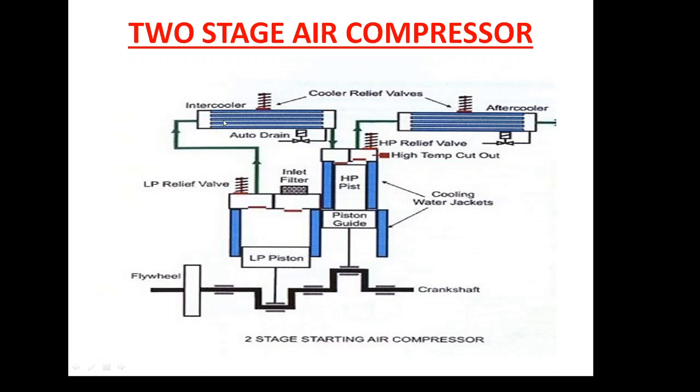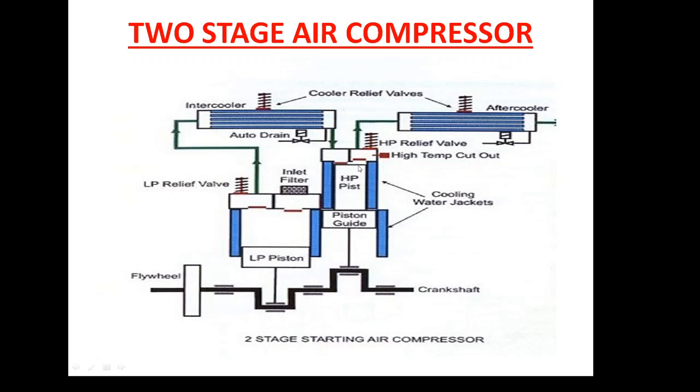What is an intercooler? An intercooler is basically a type of heat exchanger which removes the heat produced during the compression cycle of the first stage. As the air is cooled, some amount of moisture is removed through an auto drain. After the intercooler, the air has been cooled, the temperature is reduced, and now it goes to the second stage suction. As it goes to second stage suction, it is further compressed.